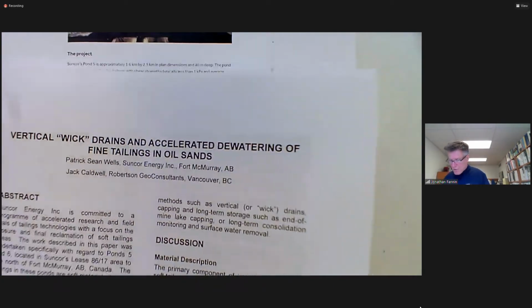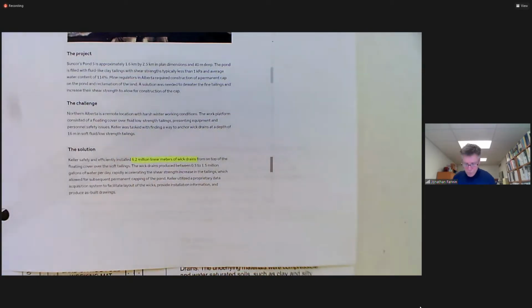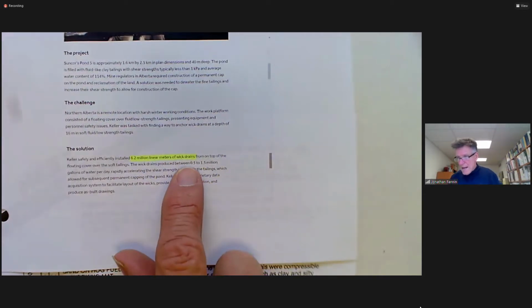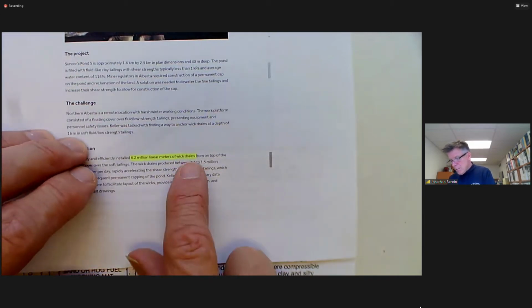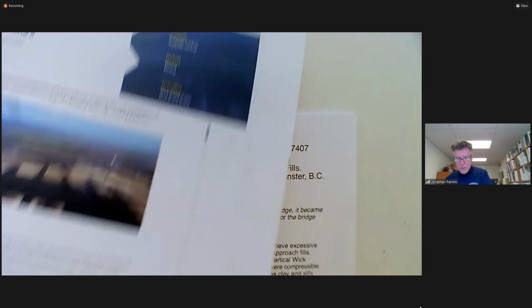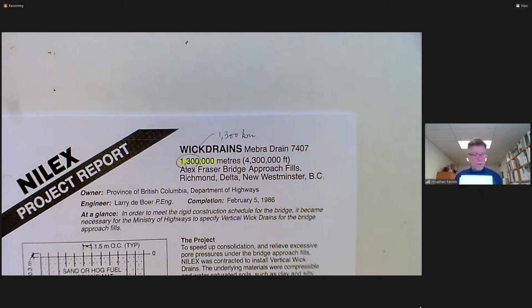Then it went to construction and the 6.2 million meters. But the point I wanted to share with you was that the geosynthetics fabricators of the wick drains said to us, on a job of this size, we will put any geotextile you want around that wick drain. If we need to custom make a geotextile filter, turns out they didn't need to, but if you need to custom make a geotextile filter to go around it, we'll do that for you.